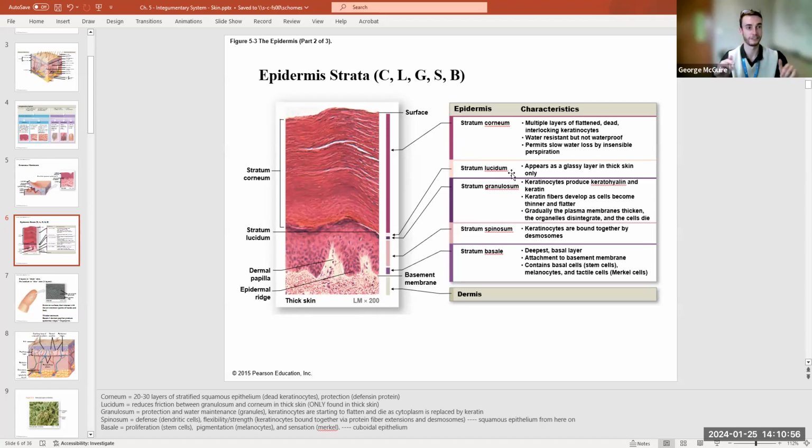The hands and the feet are going to be interacting with our environment on a regular basis, or more often than the rest of our skin. That lucidum just provides some protection from that friction, so that any friction going on in the corneum isn't also destroying or stressing the granulosum.